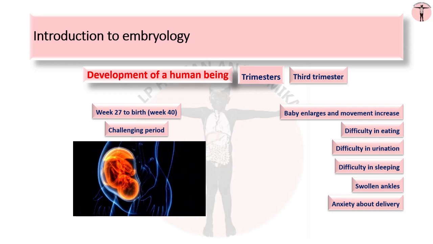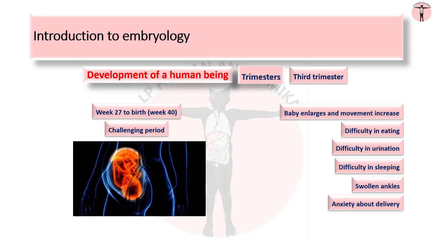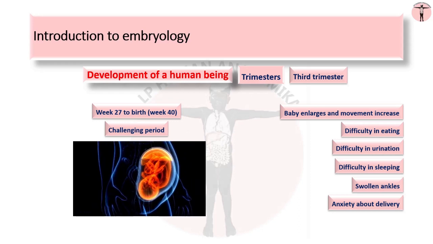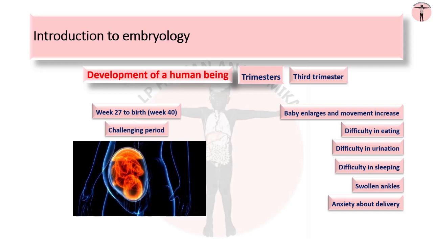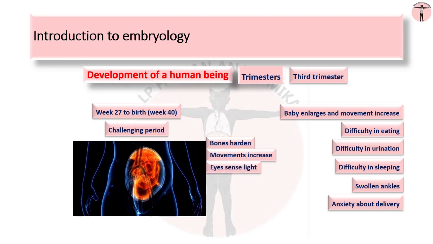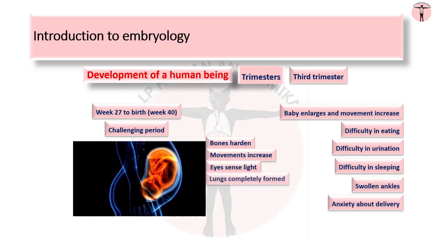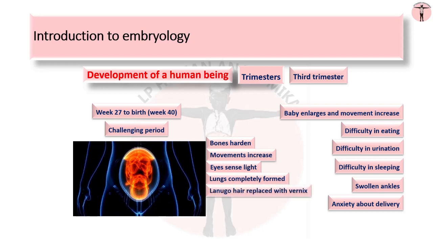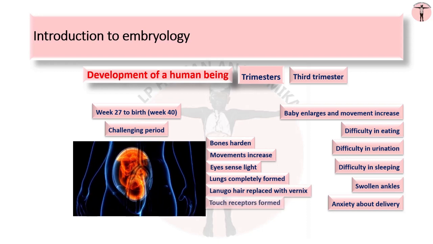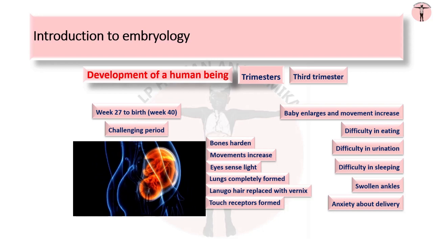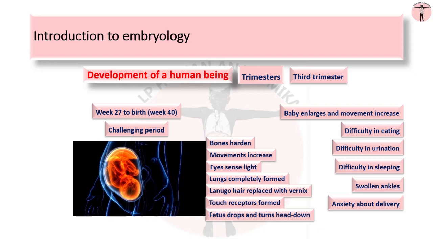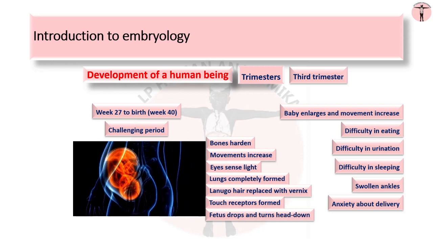During this trimester in the fetus, most organs and body systems have formed and they will continue to grow and mature. They become capable of functioning on their own. The bones are hardening, movements become more noticeable, the eyes are open and can sense light, lung formation becomes complete, lanugo falls away and a waxy coating called vernix develops. Touch receptors are formed. Towards delivery, the fetus drops lower in the mother's abdomen and usually turns head down.